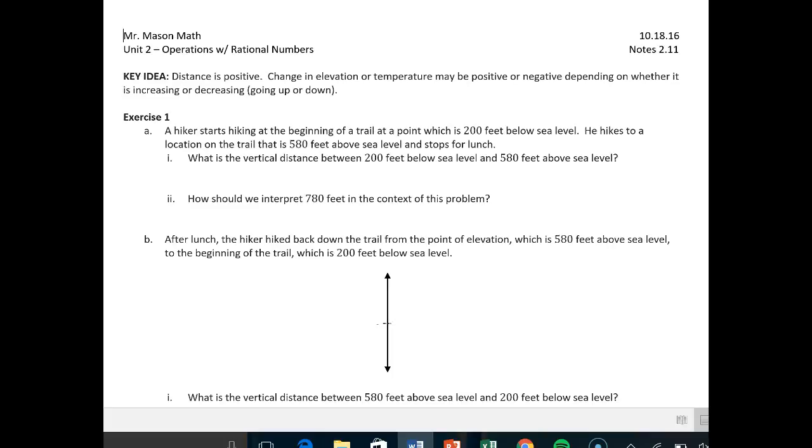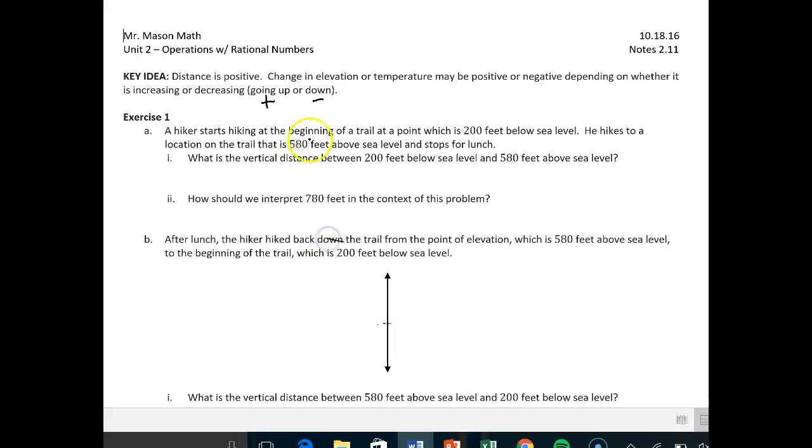This is part 1. So here are our key ideas for today. Big idea here: a change in elevation or temperature may be positive or negative depending on whether it is increasing or decreasing. So going up or down. Going up is obviously positive, going down is obviously negative.